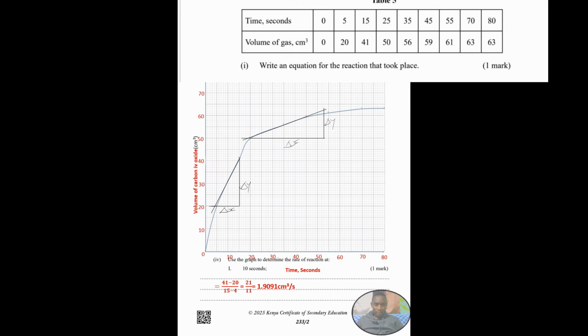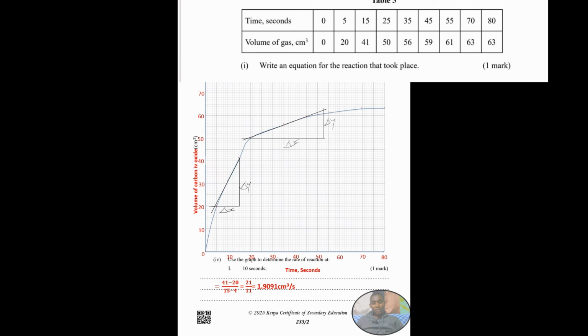So change in y, in my case, was 41 minus 20, over, for the x-axis, 15 minus 4. When I did my calculations and subtraction, I was able to obtain 21 over 11, which gave me 1.9091 cubic centimeters per second, and that's the rate. Rate is given in amount of substance produced per given period of time. So cubic centimeters per second.